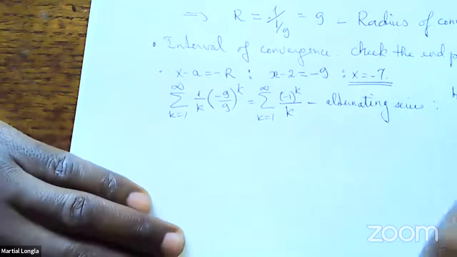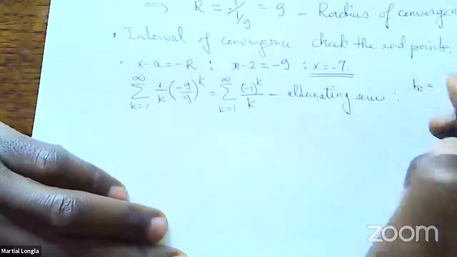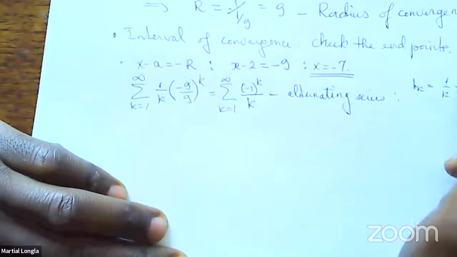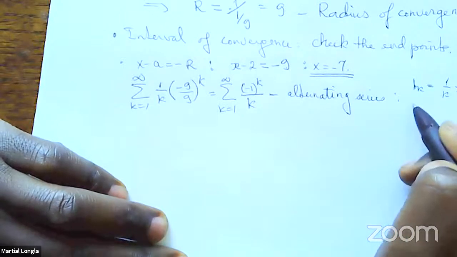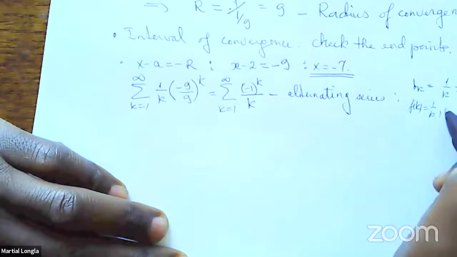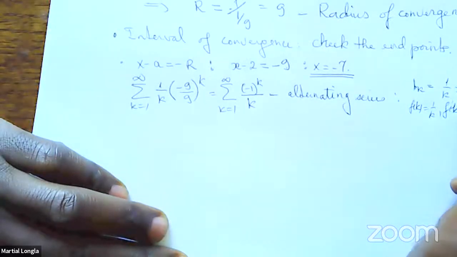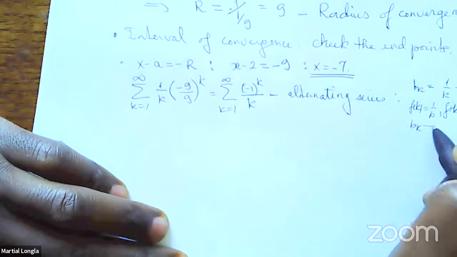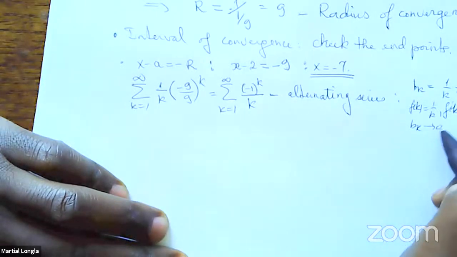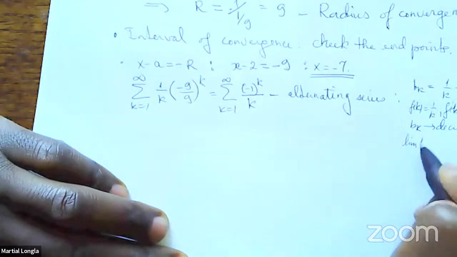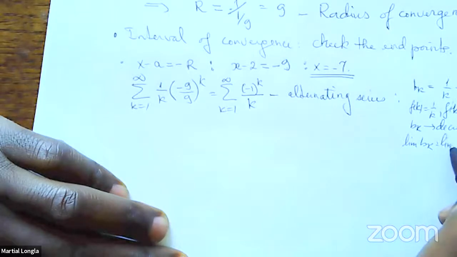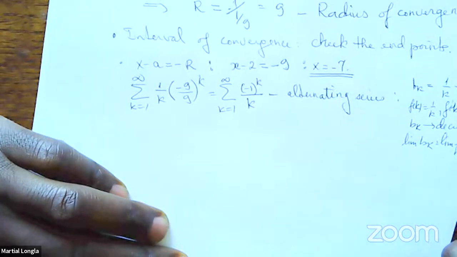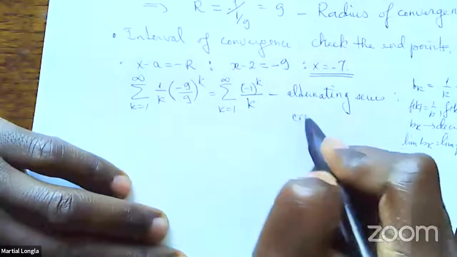BK is 1 over k, positive. F of k equals 1 over k, F prime of k is minus 1 over k squared, negative. So BK is decreasing. The limit of BK is the limit of 1 over k, and that's 0. So it converges.